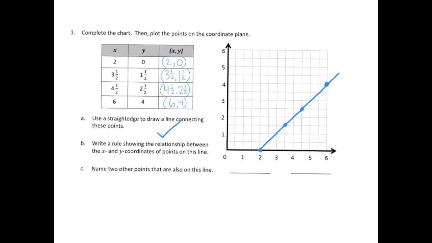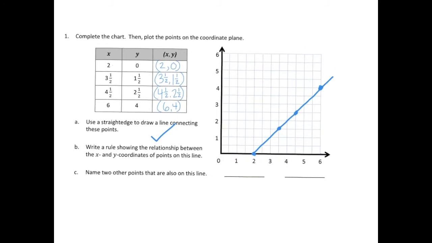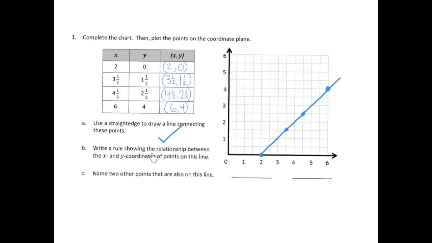Check. Now the next thing it says is write a rule showing the relationship between the x and y coordinate points on this line. What? What does that even mean? What they're asking is, how did they get from 2 to 0? How did they get from 3.5 to 1.5? How did they get from 4.5 to 2.5? How did they get from 6 to 4? Does anybody see the pattern? I'll go ahead and write it in here, but if you want a second to try to figure it out on your own, you could pause here.